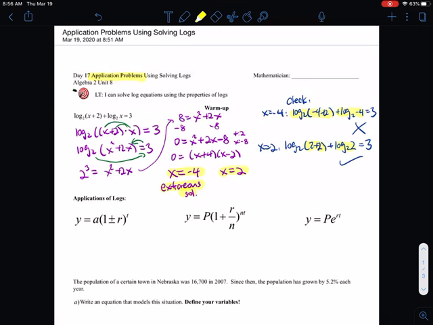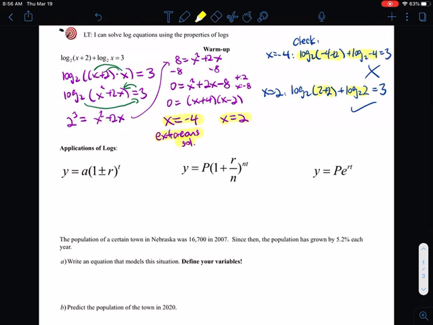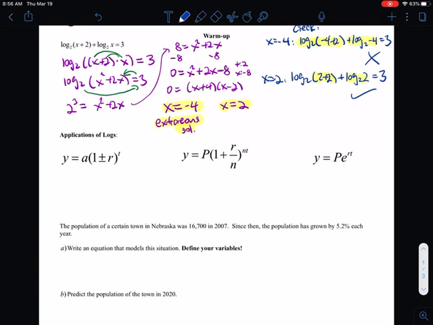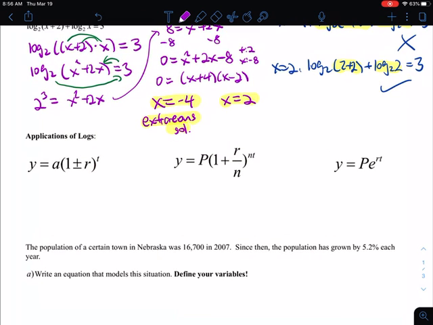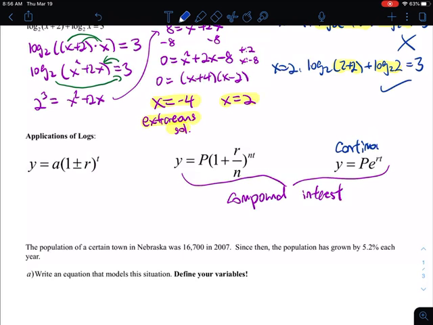Okay, so now let's go ahead and talk about some applications of logs. And these formulas should look familiar to us. We did these during our exponential functions unit. So let me just briefly go over what these are. First of all, these two on the right-hand side we use for compound interest. And then the one on the right in particular is if it's compounded continuously. That's our PERT formula.